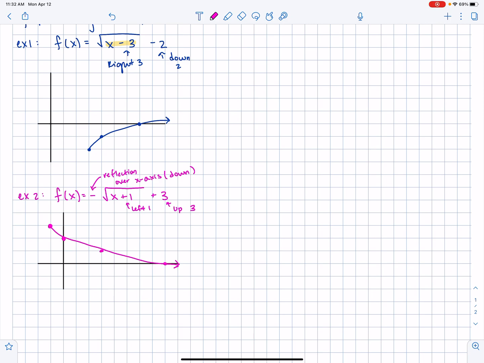And as always, it's a really good idea to check your work here. So just mentally, I'm going to check an input of 8, right? 1, 2, 3, 4, 5, 6, 7, 8. So plugging in 8 here, we have 8 plus 1, that's 9. Square root of 9 is 3. Negative 3 plus 3 gives me an output of 0. I know I plotted the correct point.